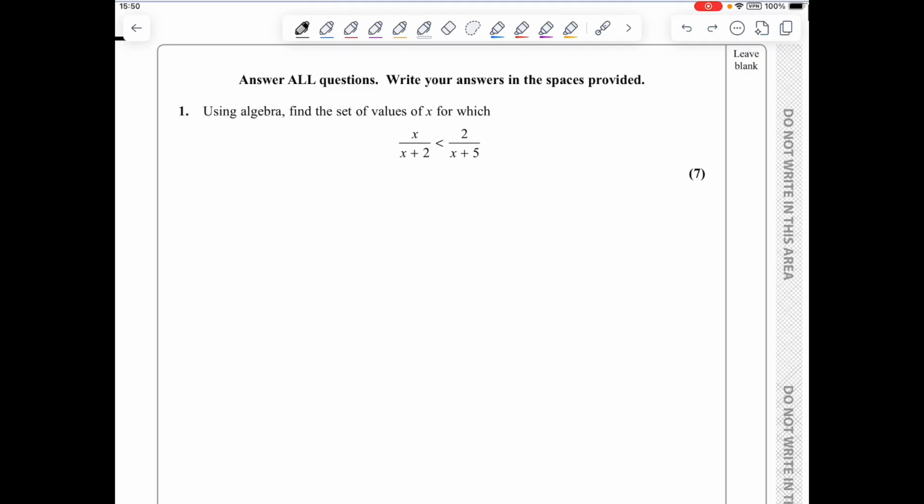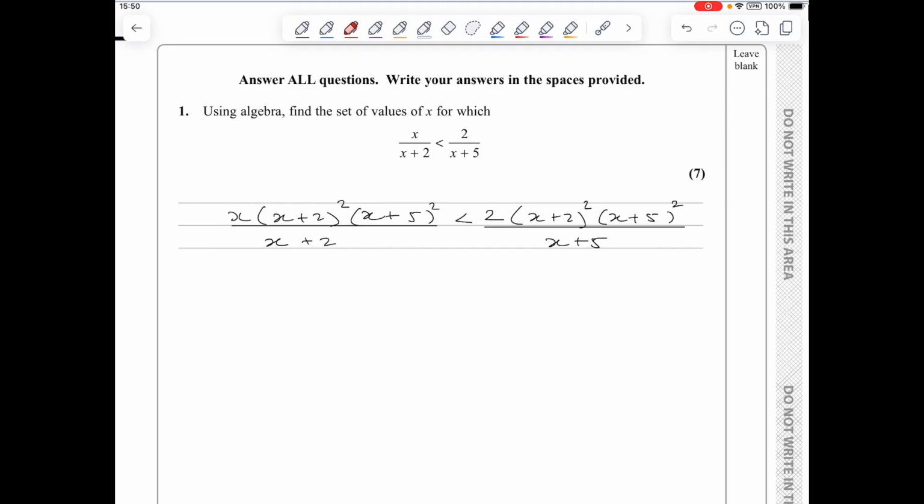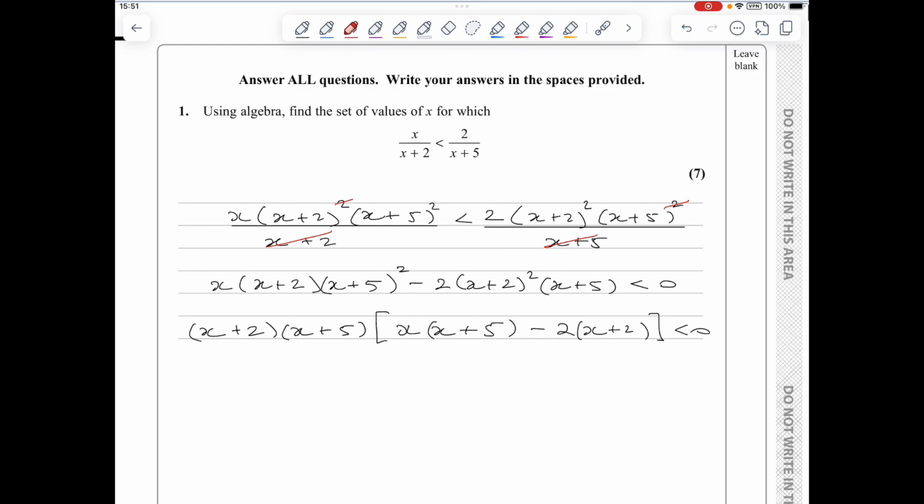I'll start question 1 by multiplying both sides by (x+2)², (x+5)². I will then cross out the denominators with the corresponding bracket from the numerator, and I will take everything to the left-hand side. I will take (x+2) and (x+5) as common factors, and now I will expand these two brackets here, and then I will collect like terms.